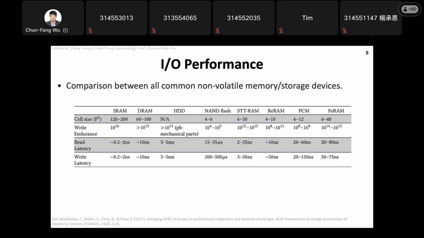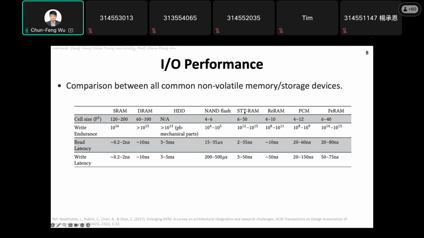And there are two things, read and write latency, which I think are the most intuitive metrics that people care about because they reflect how fast the device is. If you look at the first two columns, the memory part, DRAM and SRAM are at nanosecond level. Hard disk drive is so slow, it is millisecond. And NAND flash is microseconds. A millisecond is 10 to the minus 3 seconds, and a microsecond is 10 to the minus 6 seconds.